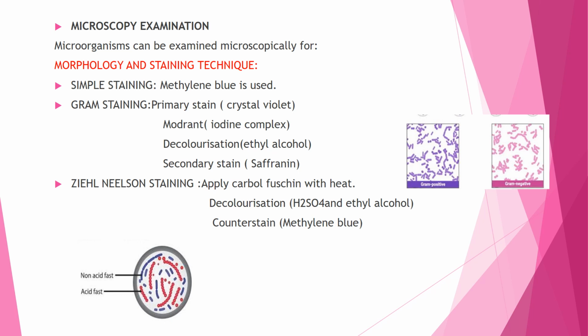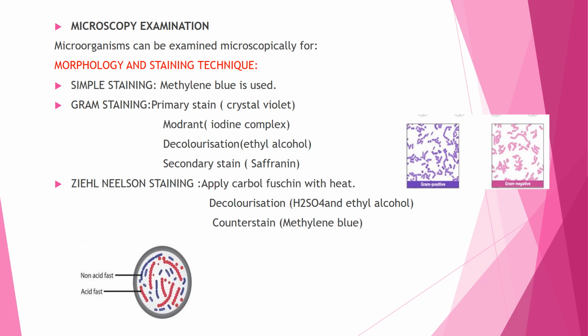When adding the ethyl alcohol, gram-negative bacteria, which do not retain the crystal violet, will be free from the crystal violet. Then wash with distilled water so that the excess ethyl alcohol will be removed. Then the secondary stain, known as safranin, is used. By adding the safranin, gram-negative bacteria will obtain the pink color. Examples of gram-positive are streptococci, staphylococci, micrococci, and Bacillus species. Whereas for the gram-negative, E. coli, Salmonella, Shigella, etc.